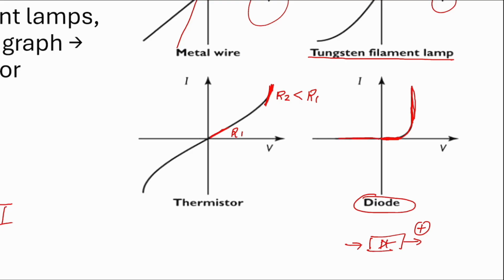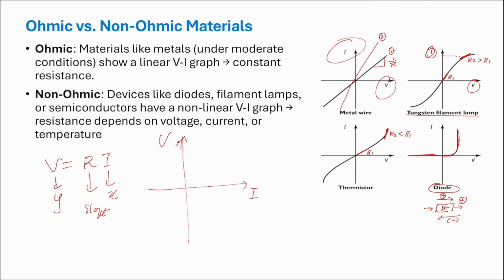When you reverse the current, it means when you push the current from here, this is called positive current, this is called negative current. It just blocks. There's no way you can push the current from the other side. So this is what we call a diode. If the material, most likely metal, obeys Ohm's law, we call this type of material ohmic. And if the material doesn't obey Ohm's law, say a tungsten filament when the current becomes very high, or a thermistor, or a diode, we call this non-ohmic.